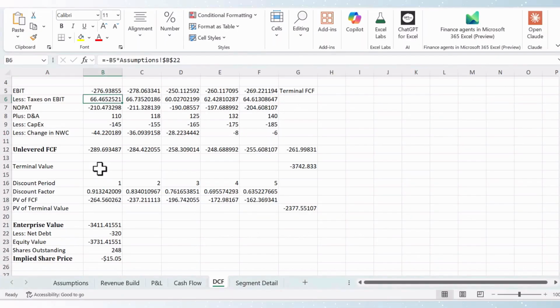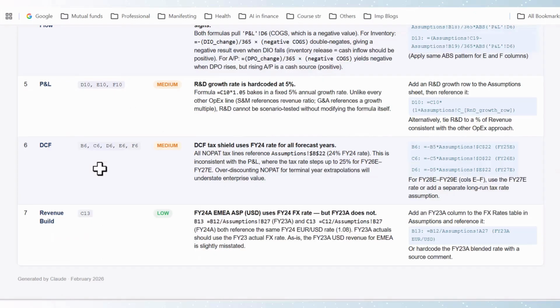And then going to the DCF tab here, it again highlights the tax issue. So it is the same issue that we saw earlier, where the tax has been applied at a consistent rate instead of at an increased rate for the later years.